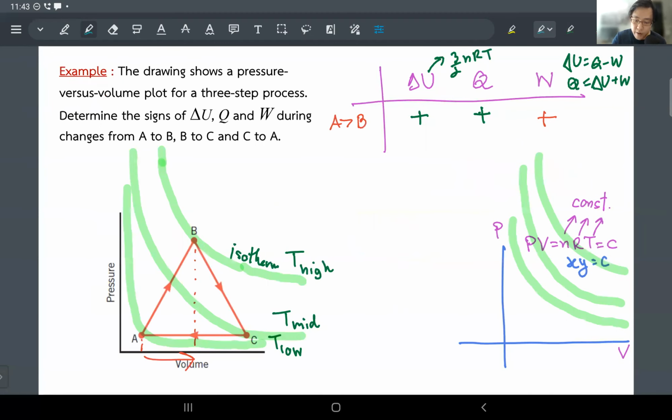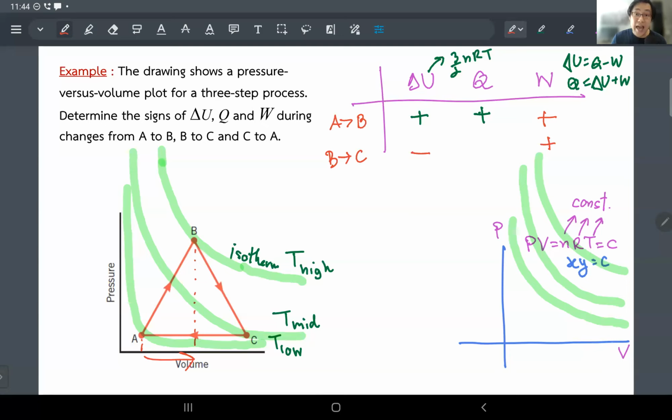Let's continue, shall we? All right, let's go from B to C. B to C, attack the easy one first. B to C, you're still expanding. The gas is growing bigger. So it's still positive work done by the gas. That's done. But now you know better because jumping from B to C, you're jumping off from a higher isotherm to a lower one. So the delta U is guaranteed to be negative because you lower the temperature.